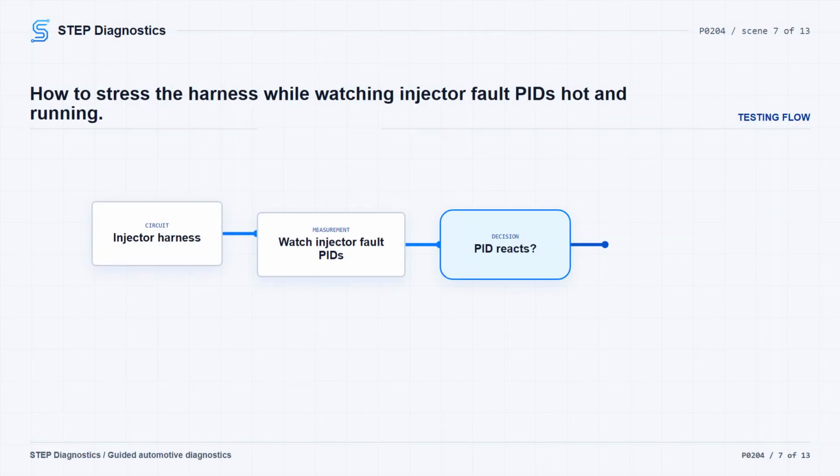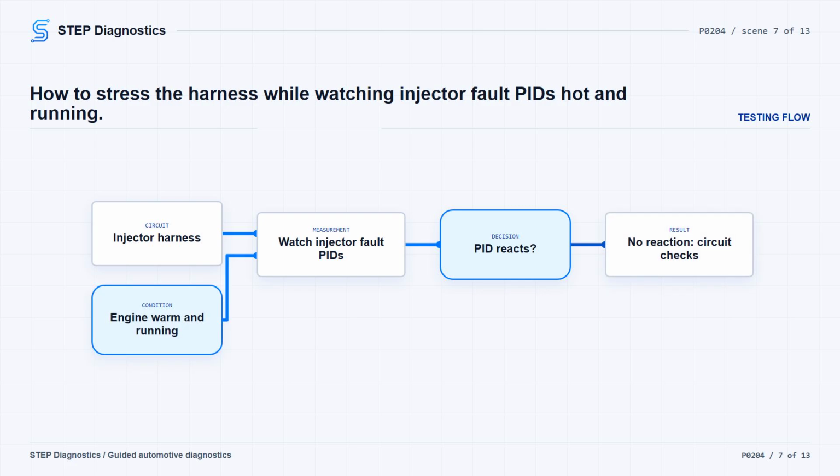Now run the engine and let it reach normal operating temperature. Monitor the same fuel injector fault PIDs while you wiggle, shake, and bend small sections of the harness. Work from the suspected injector back toward the PCM. If the INJF PID shows the concern while you move the harness, repair the wiring or connection as needed, clear the PCM DTCs, and repeat the self-test. If the PID does not show a concern, go into the circuit checks.